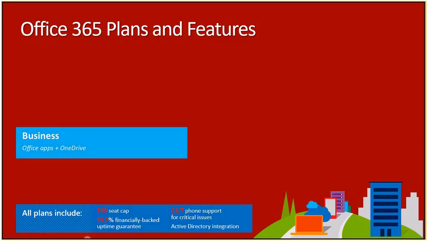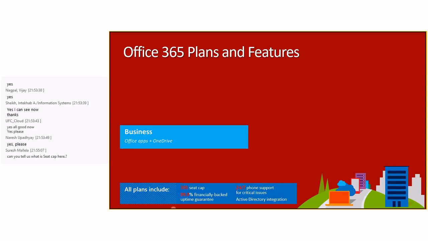So if I jump to the plans, the first plan that I want to share with you is Office 365 Business. Some people call it Business Open, because if you work with a Microsoft partner, or have any interaction with Microsoft salespeople, they call it O365 Business Open. What features are there in O365 Business Open? You get three products basically. One, Office apps. Second, OneDrive.